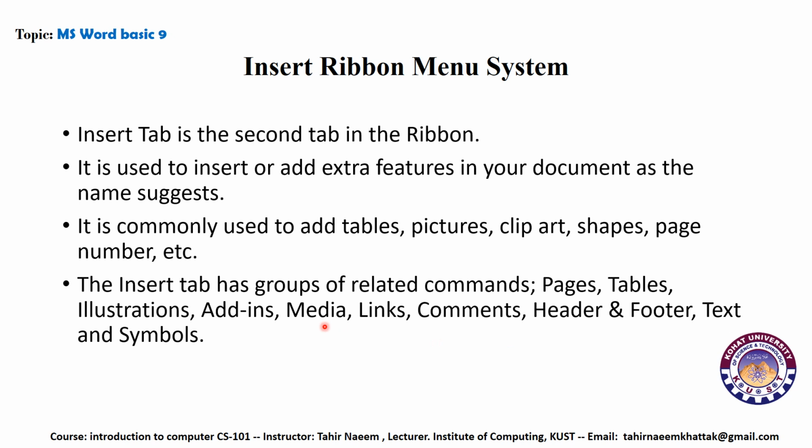and text and symbols. So basically, whenever we want to add anything special, any special effect or special things into our document, then we go to the insert menu. There are a lot of groups in the insert menu like tables, pictures, clip art. So here are the different groups available to us: pages, tables, illustrations, add-ins, media, links, comments, header and footer, text and symbols.